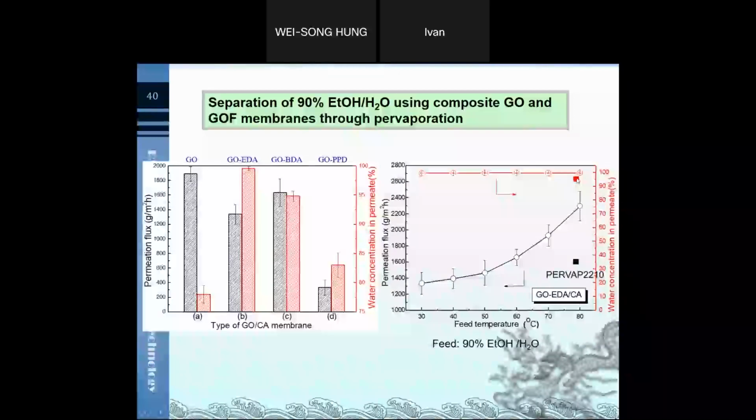The solid square points out the commercial membranes. We can see that their flux and their water concentration in permeance are both poorer than the graphene oxide membranes.